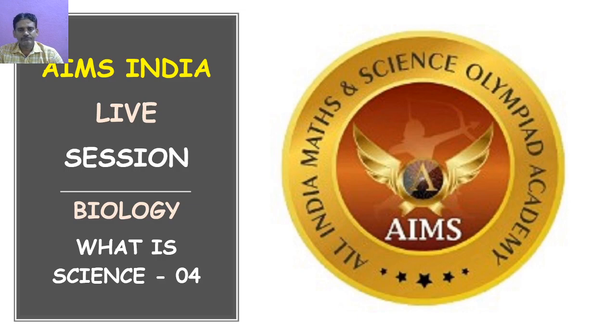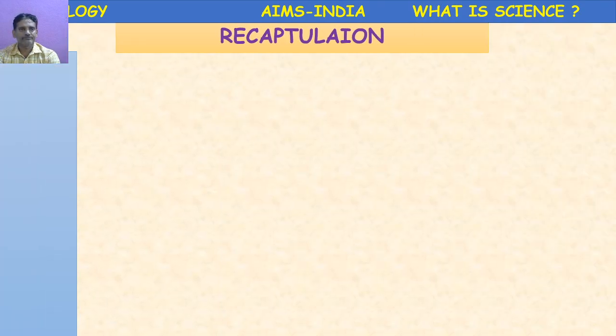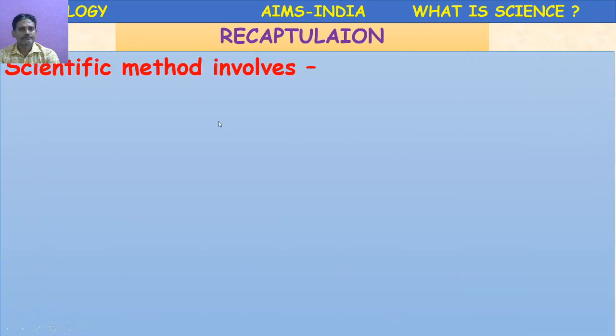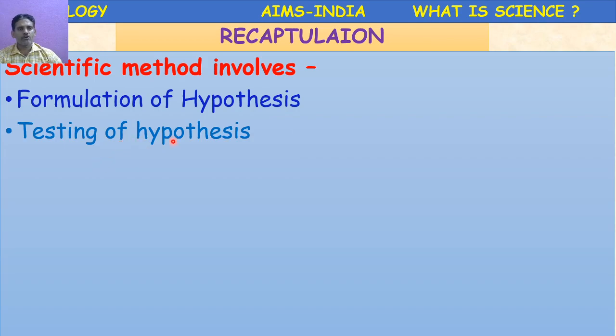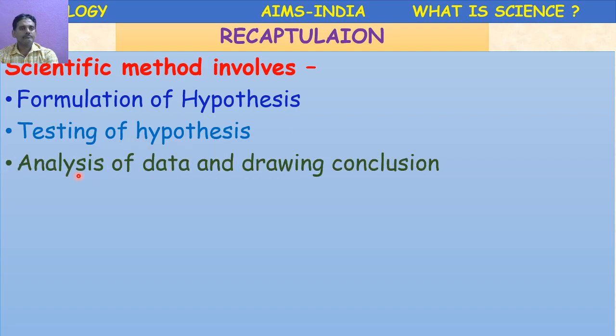What is science? In this lesson, we discussed the life process skills. Let us recapitulate what we have learned. Scientific method. Once again, scientific method involves formulation of hypothesis, testing of hypothesis, analysis of data, and drawing conclusion.